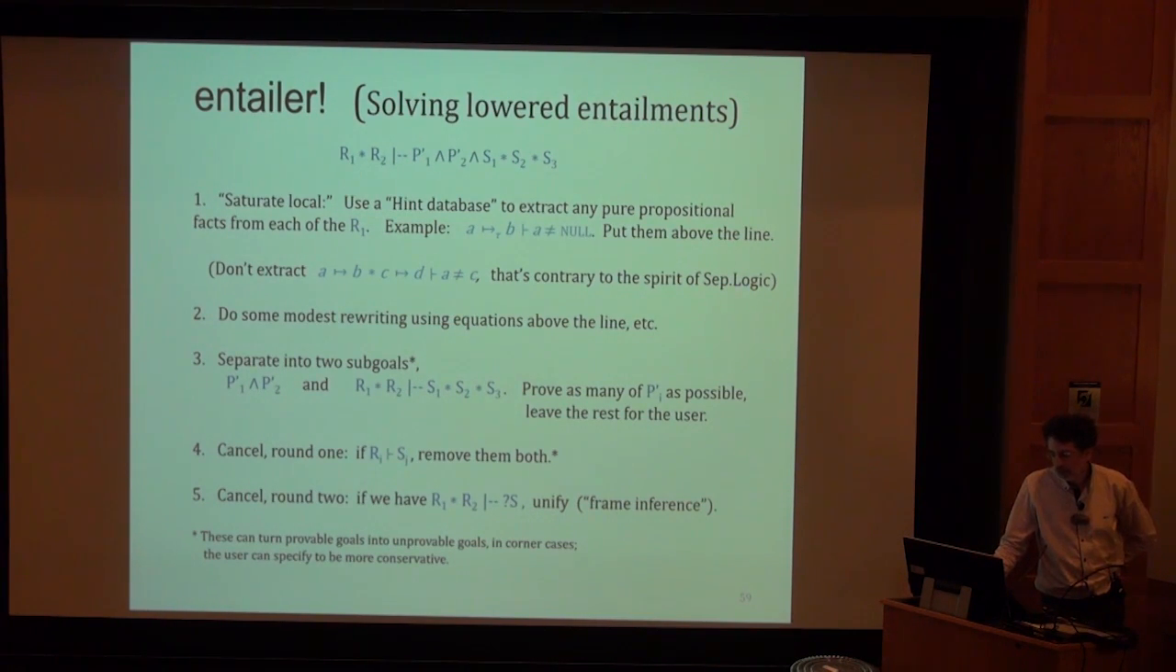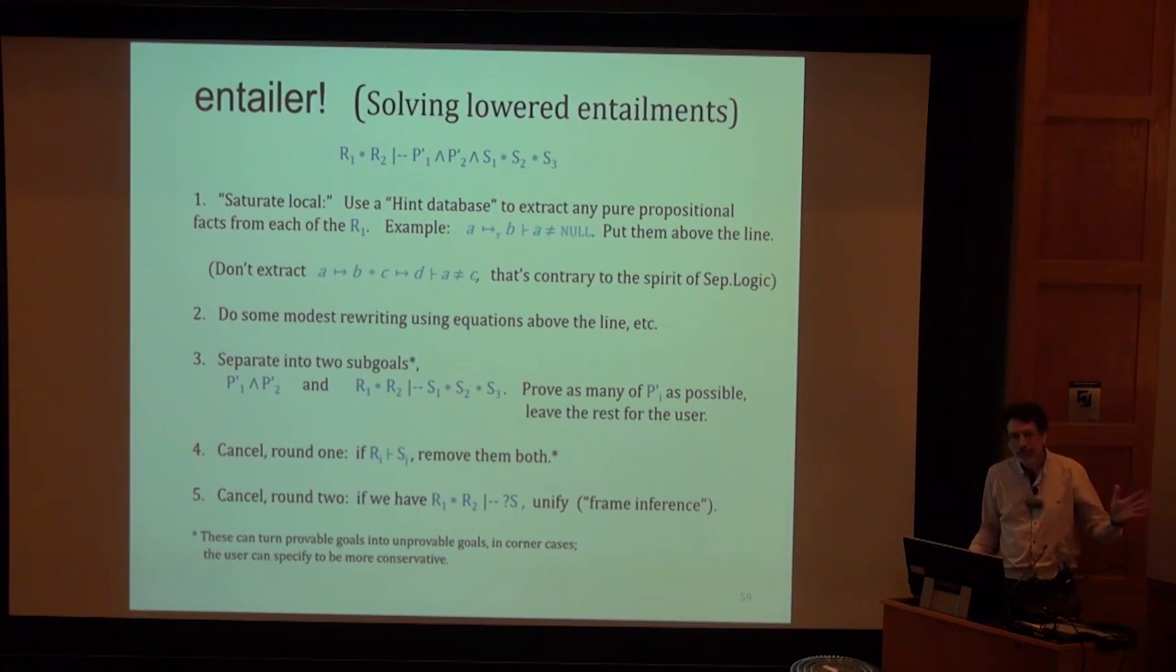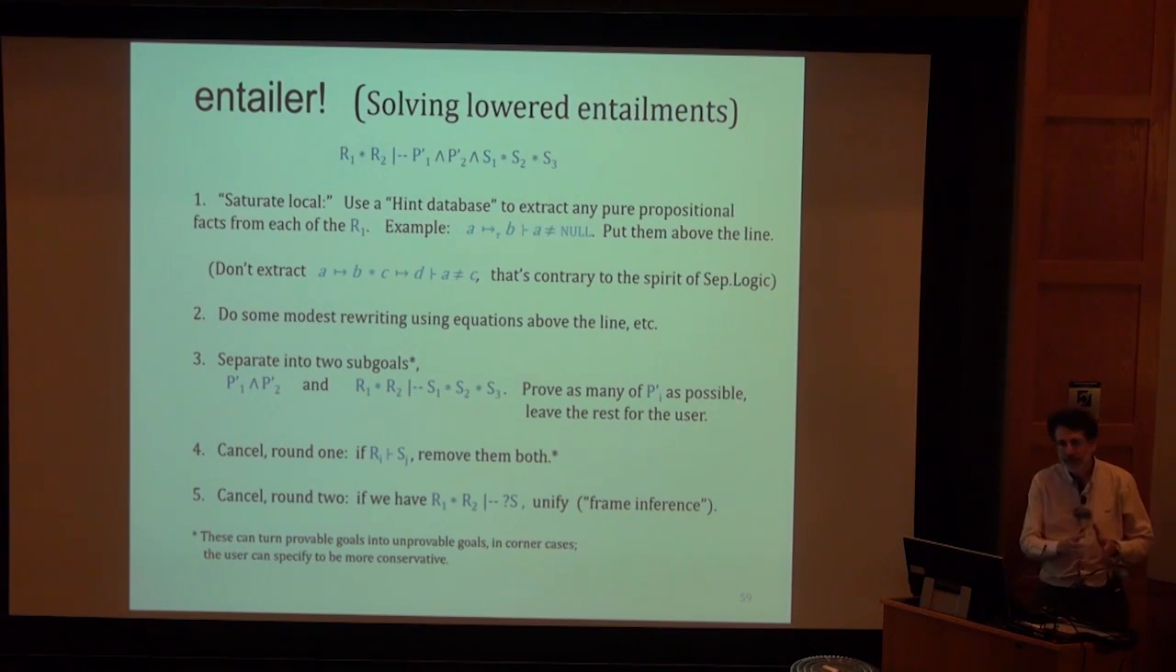And on this side, we can see if any of the R sub I match exactly the S sub I, and we can cancel them out. And finally, if we've canceled all of the S sub I except one that's left, that's basically a unification variable, we can cancel that way. And that's called frame inference. That's when I am calling a function, and some of my sep clauses match the precondition of the function, and others are left over, and the function doesn't need them.